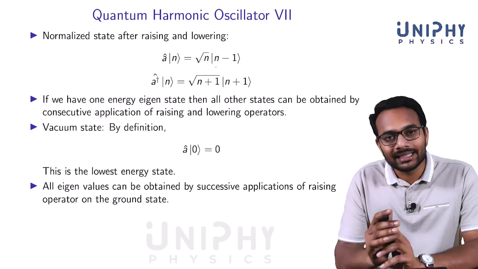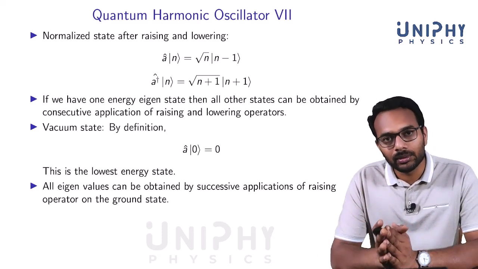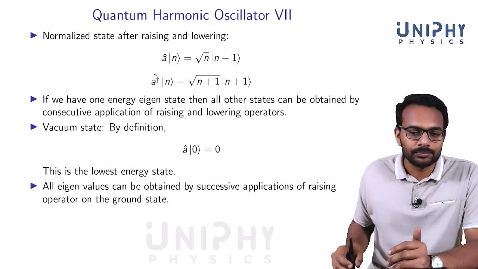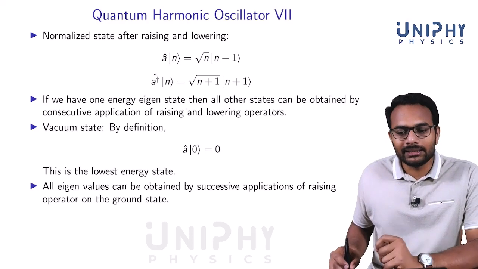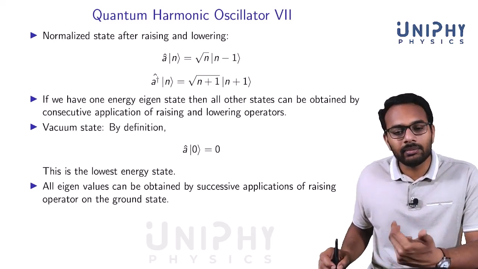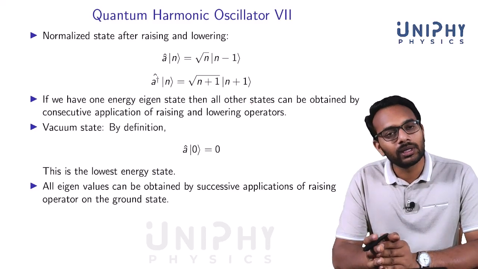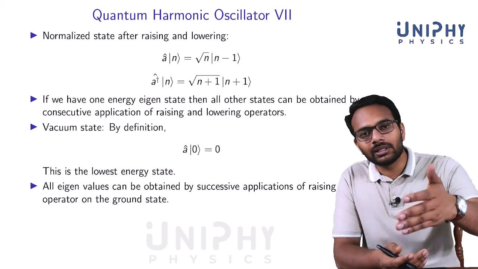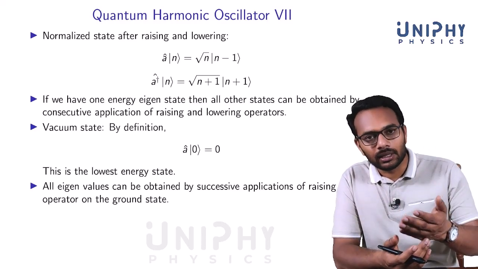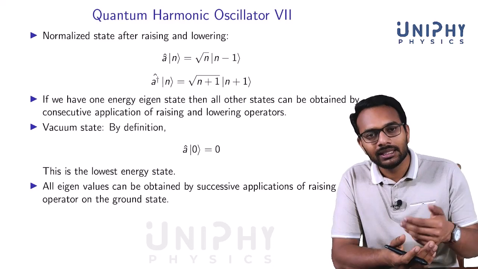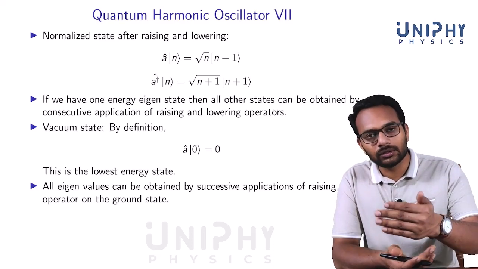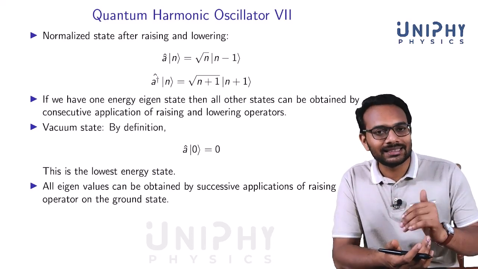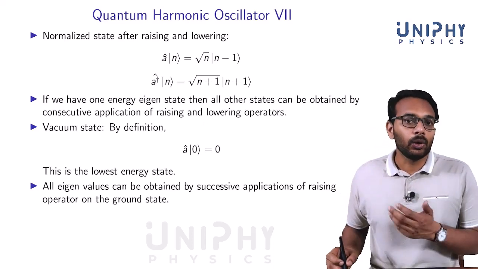As I said earlier, these are the things you have to remember to solve problems. It's not very difficult to remember, so please try to remember these things. Now, if you have one energy eigenstate, then all other states can be obtained by consecutive applications of raising and lowering operators. If we know one energy eigenstate, you can find all the higher energy eigenstates by consecutive application of the raising operator. Similarly, you can also find the lower energy eigenstates by successively applying the lowering operator.